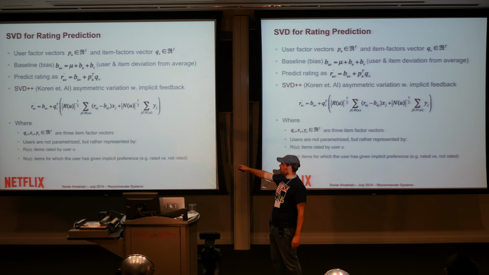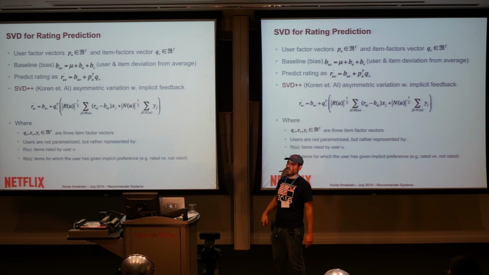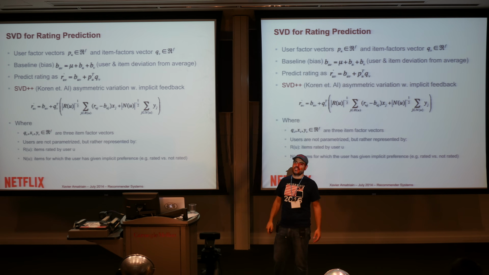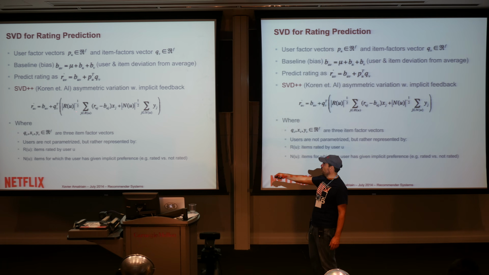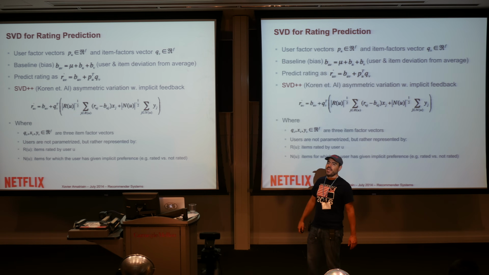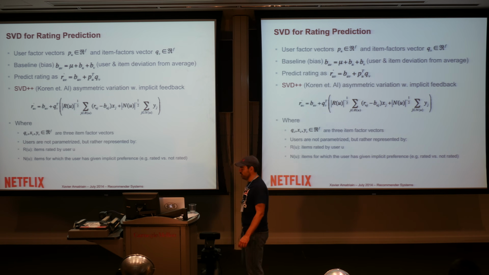And the SVD++ is basically the same, except that now, instead of having the user factors themselves, you have kind of like a decomposed formula where you actually have 3 item factor vectors. The users themselves are not parametrized. They're represented by 2 things, the R and the N. The R is the items that were rated by the user, and the N are the items for which the user has given an implicit preference.